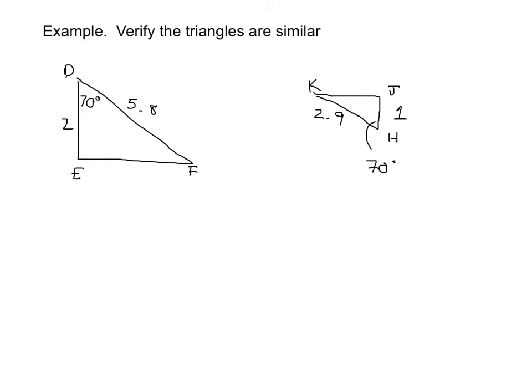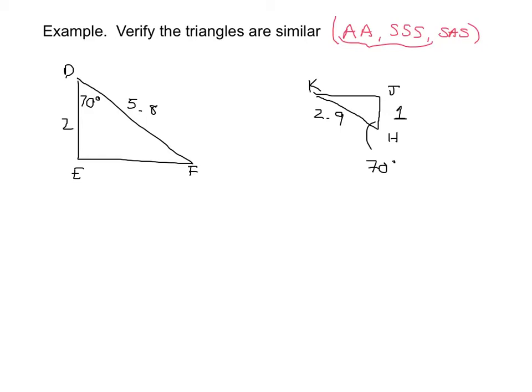We want to verify the triangles are similar. So we have triangle DEF here and triangle KHJ. And we want to show that they're similar. Right now, to do this, we have three ways. We're either going to use angle, angle, side, side, side, or this new side angle side. These two are prior knowledge. We did AA and SSS earlier. The SAS is the new stuff.